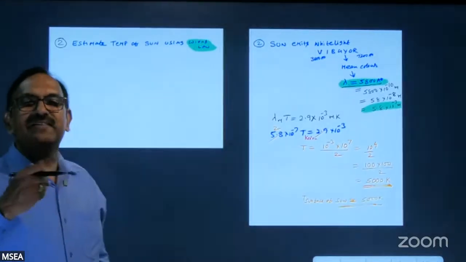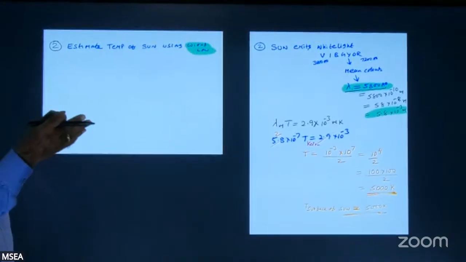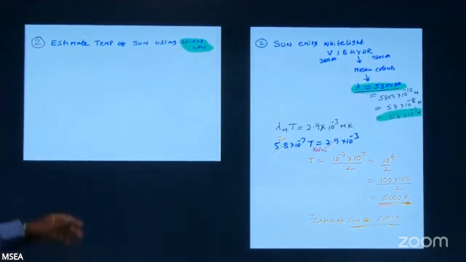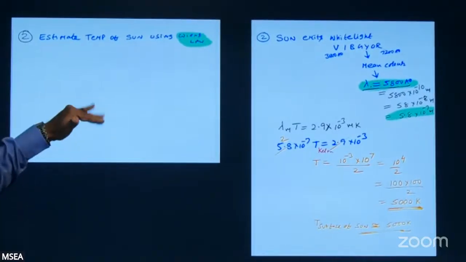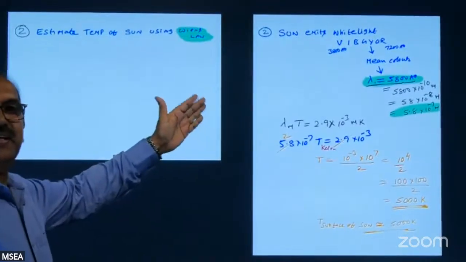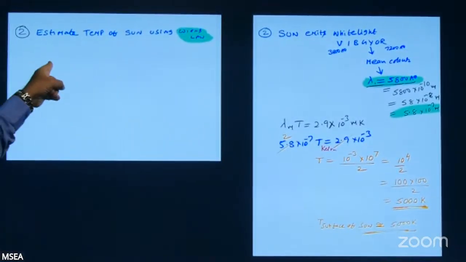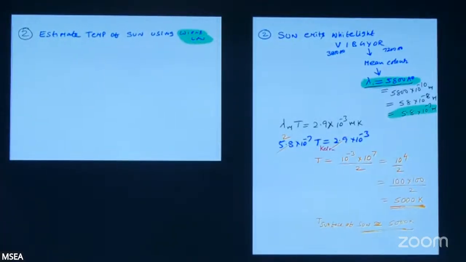There is a statement in the NCERT textbook: no one can go to the sun, naturally. Then how do we measure the temperature of the sun? By using Wien's law. So how do you estimate the temperature of the sun using Wien's law?